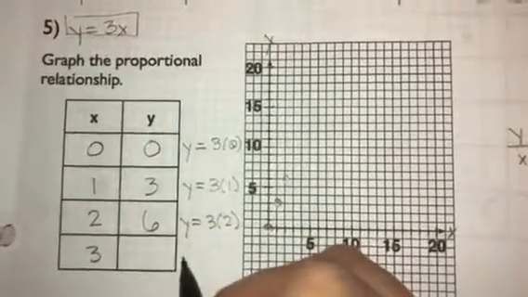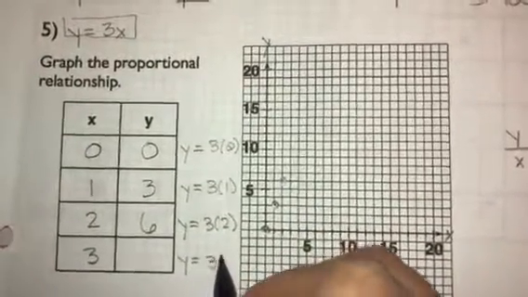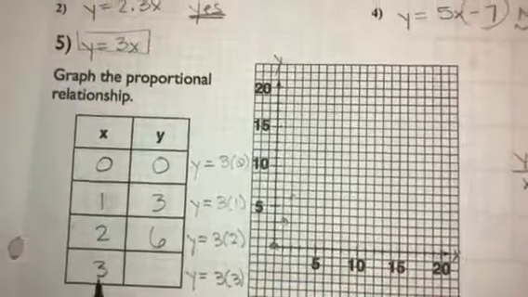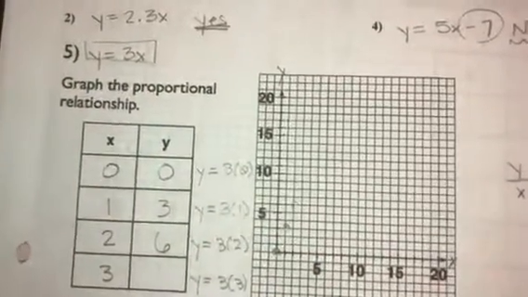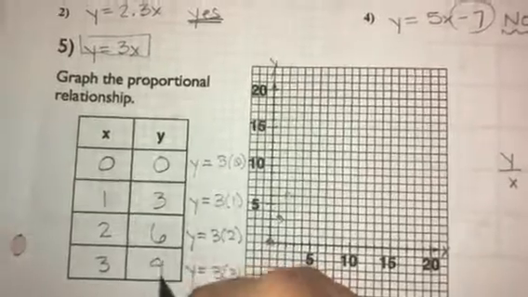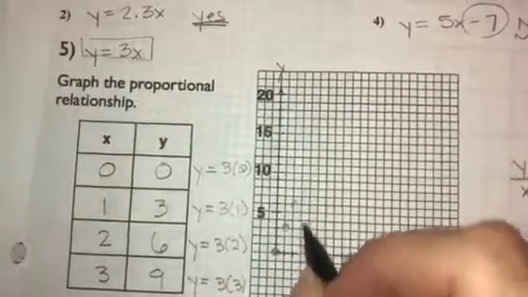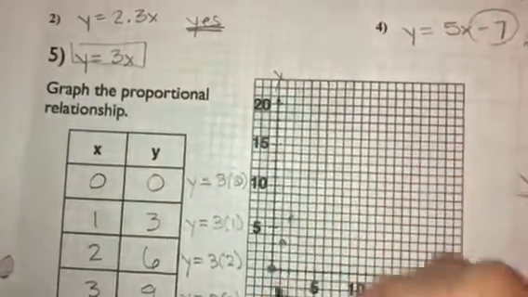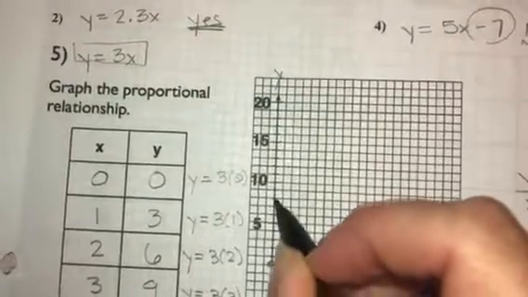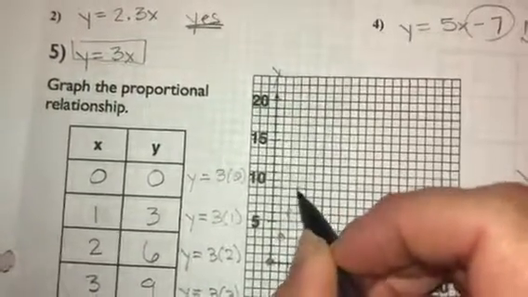And let's go with one more. That would give us y equals 3 times 3, or in other words, we have 3 copies of 3, and that would give us 9. So we would go x is 3, y is 9, and let's see, let's count from there. 5, 6, 7, 8, 9, and we went over 3.